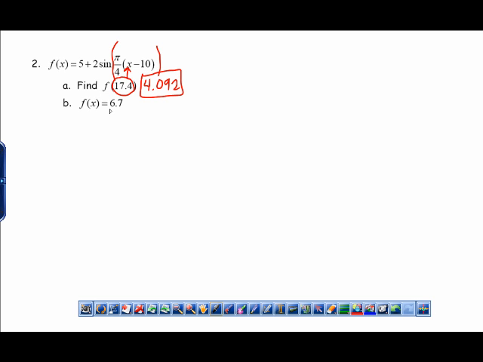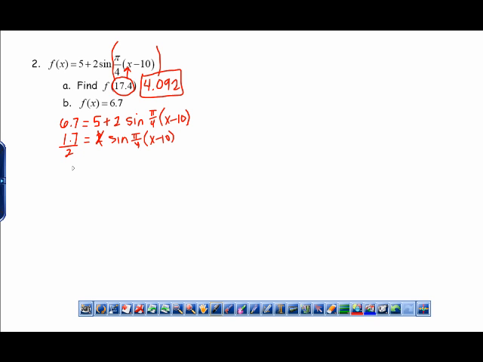All right, now to find the second one, back to the algebraic way, you would first put 6.7 in for f of x, equaling 5 plus 2 sine of pi over 4 x minus 10. Okay, first step would be to subtract 5. So if I subtract 5, I know that's going to give me 2.7. Oh, sorry, 1.7. Sorry about that. 1.7 equaling 2 sine pi over 4 x minus 10. And then to get rid of this 2, I'm just going to divide by 2.